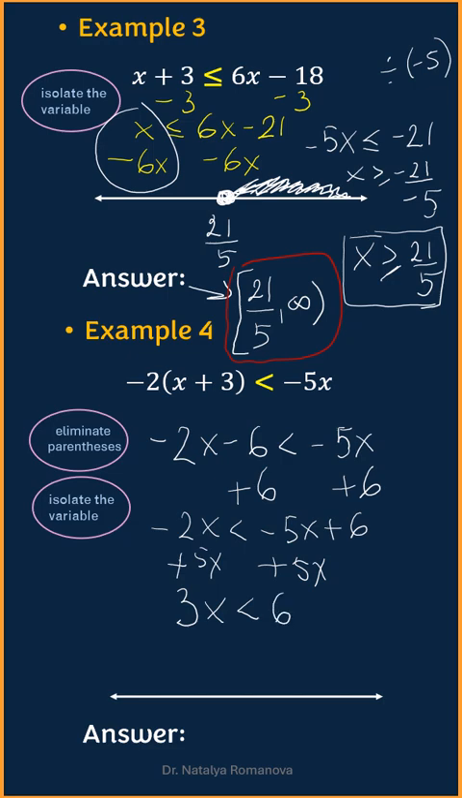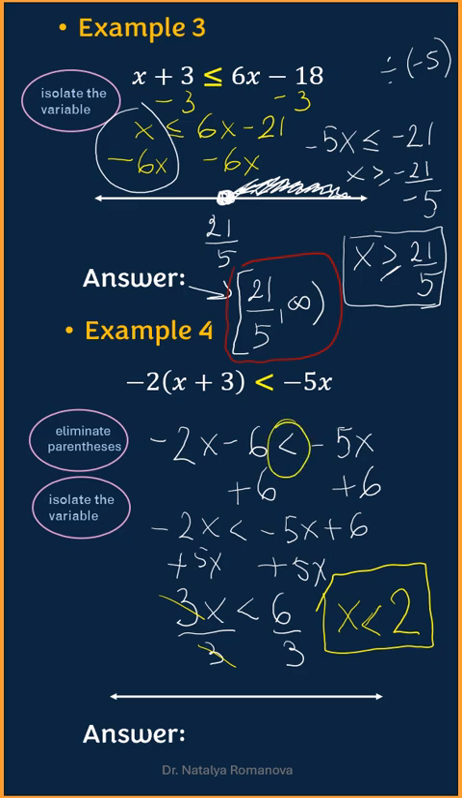Now we divide both sides of our inequality by 3. We can cancel out 3 and 3. It would be x less than 2. Now we can create the graph of our inequality x less than 2. We have the sign less than, not equal, so it is an open dot at 2. With x less than 2, it is the left side from 2.